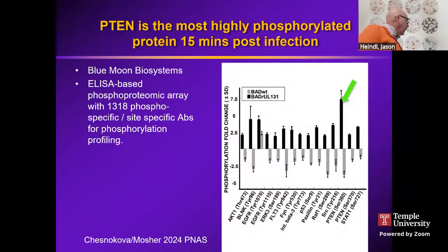And that engagement is important for trafficking and for signaling. We use that benefit to do a phosphoproteomic screen. This one is from Blue Moon Biosystems. It's an ELISA-based screen. It does 1,318 phosphorylated specific sites.